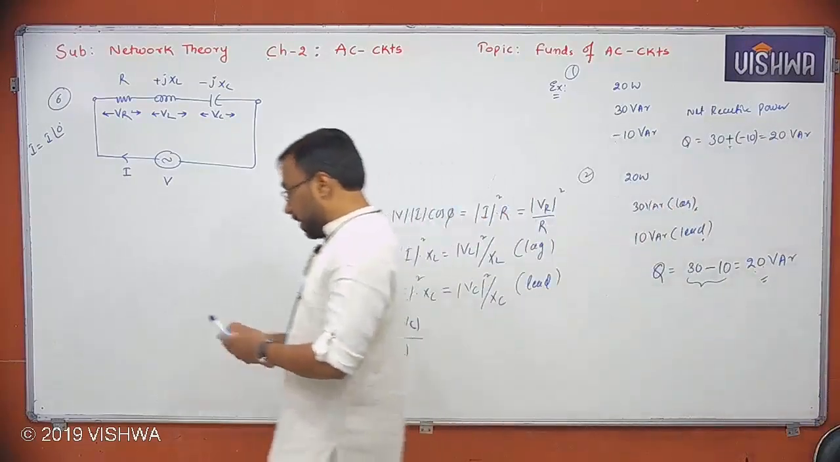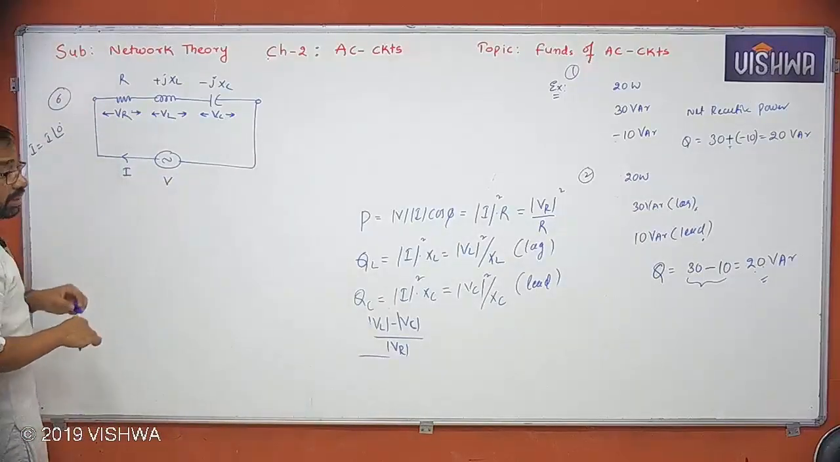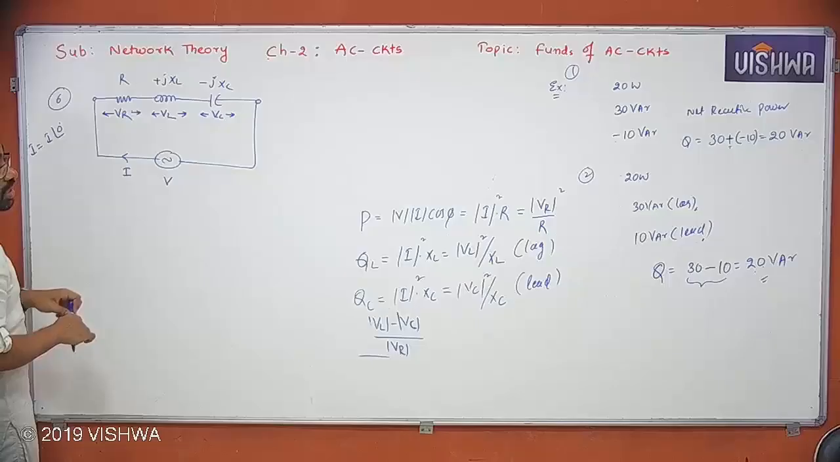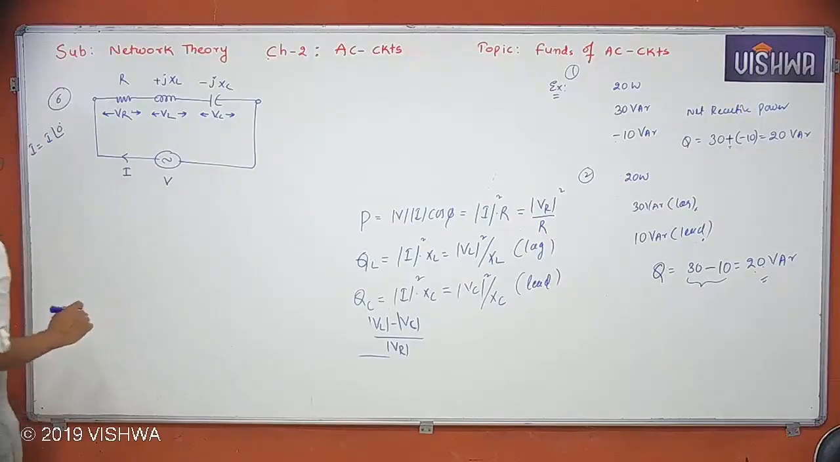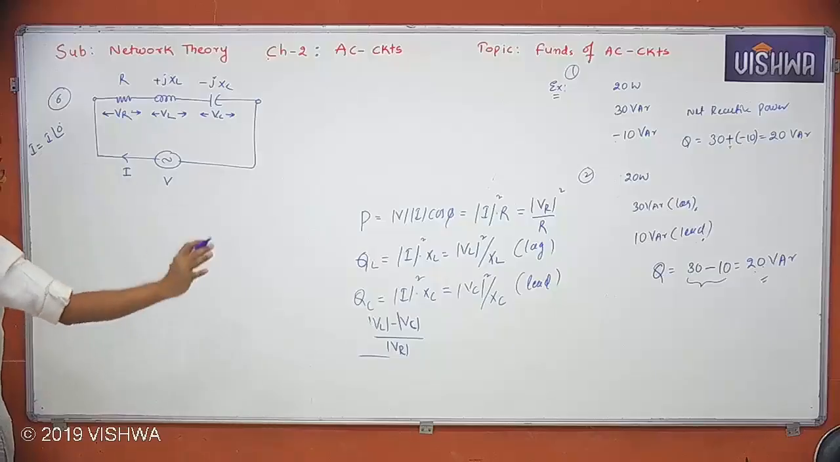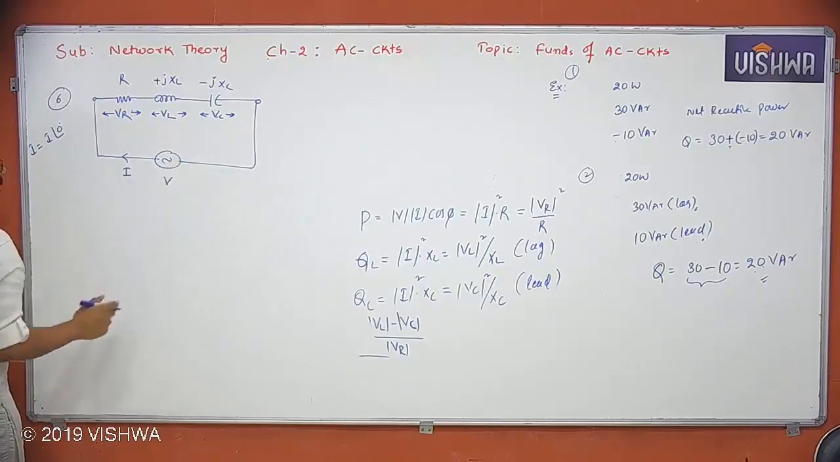So it's a very, very important point to be observed because most of the time, in a hurry, in faster calculations in the exam, we may make mistakes. So you must be very careful. Finally, the net reactive power should reduce. It is less than the highest value.